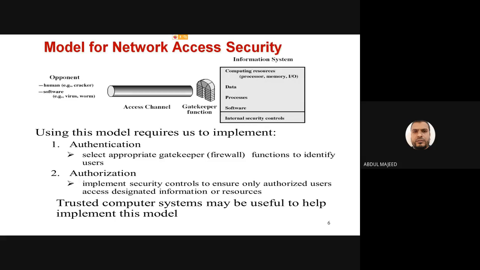So these are the components involved in the network model. Here you can also explain about the opponents. Opponents can be human beings, opponents can be software. Human beings means they will manually try to crack your data. Software means viruses or worms. They will try to modify your data, destroy your data, or get a copy of your data.